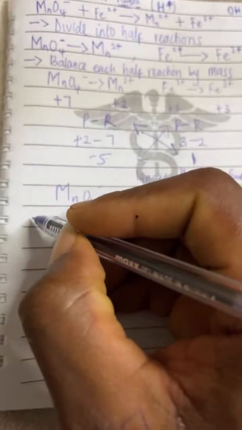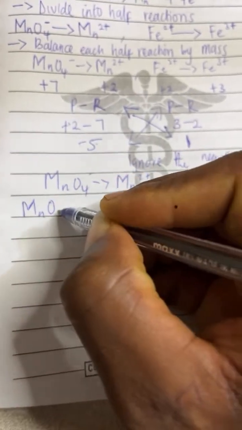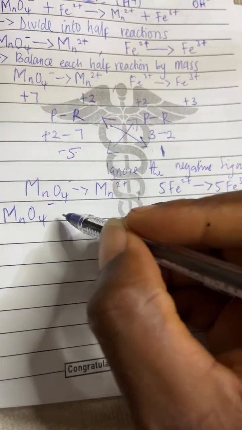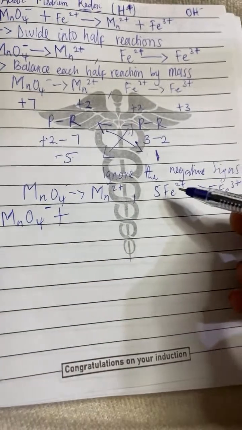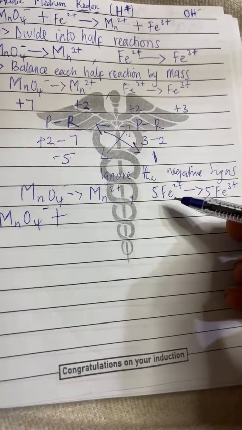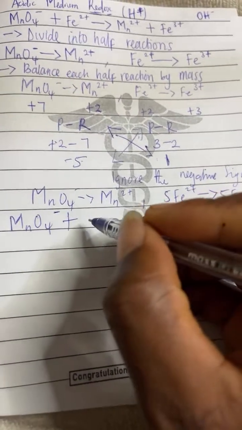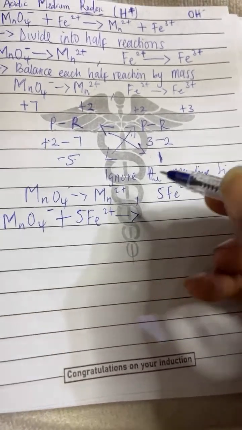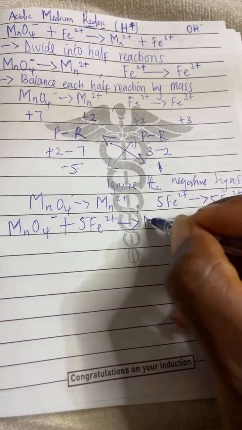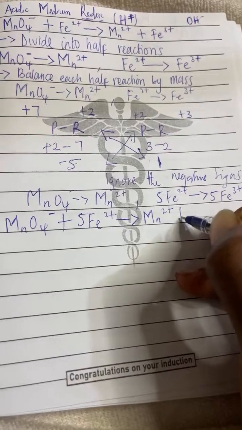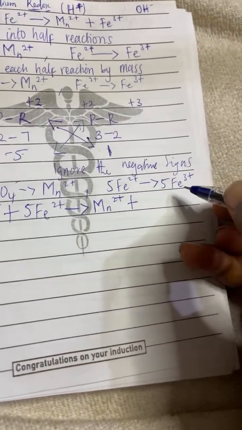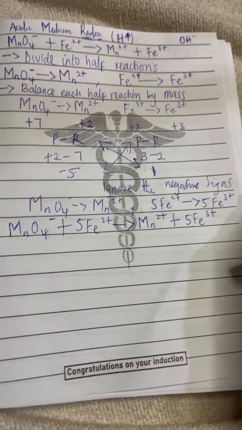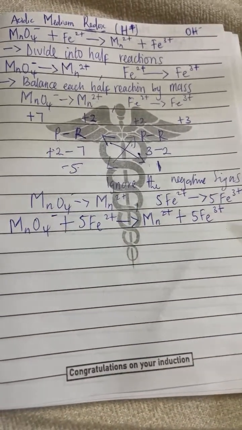So we have something like MnO4 minus, or let's say bring the balanced half reactions together again. MnO4 minus plus, we add our 5 Fe2 plus to give us what? This is our product side, Mn2 plus. Then to give us what again? What's at the product side? 5Fe3 plus. Right? So we have brought the half reactions together again.